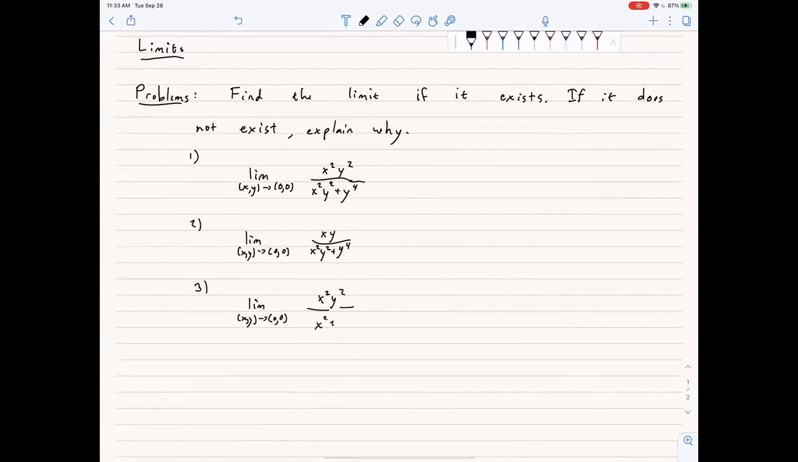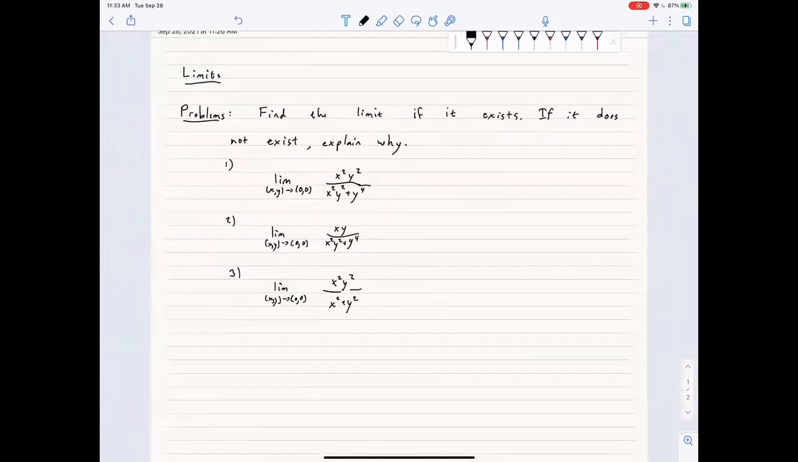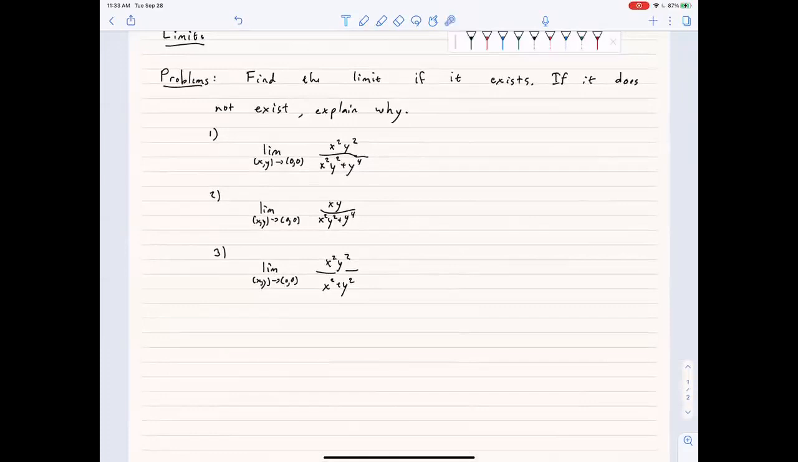I think we might have done this last time, so maybe I'll just remind ourselves of the way we do these in general. As I was just saying, each of these is a polynomial in two variables, which means they're made up of products of x's and y's. Those are monomials, and then you take sums of different products. So the numerator is of that type and the denominator is of that type for each of these cases.